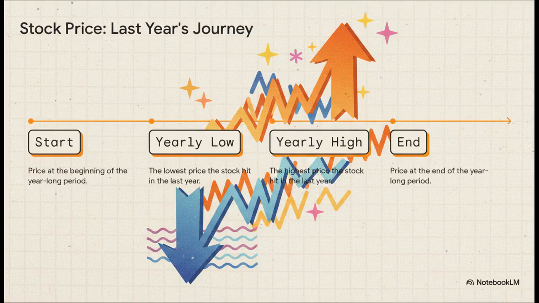And finally, let's look at a little price history. The yearly high and low show you the stock's trading range over the past 52 weeks. A huge gap between the high and low might suggest volatility, while a really narrow one could mean it's more stable. It's just valuable context for all the other numbers we've been talking about.